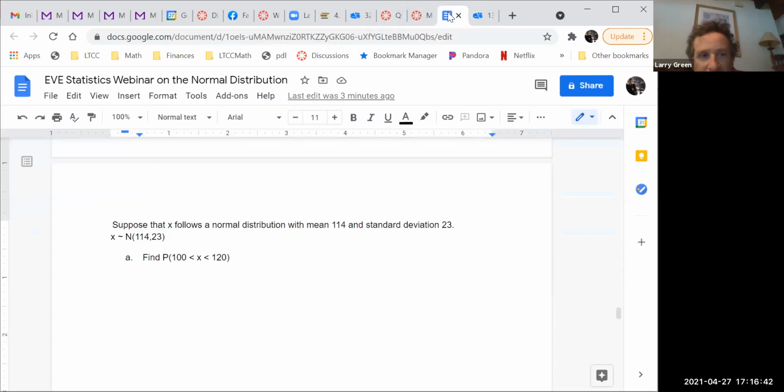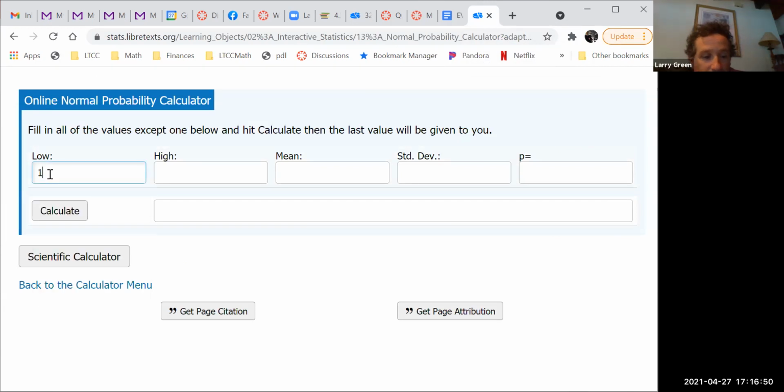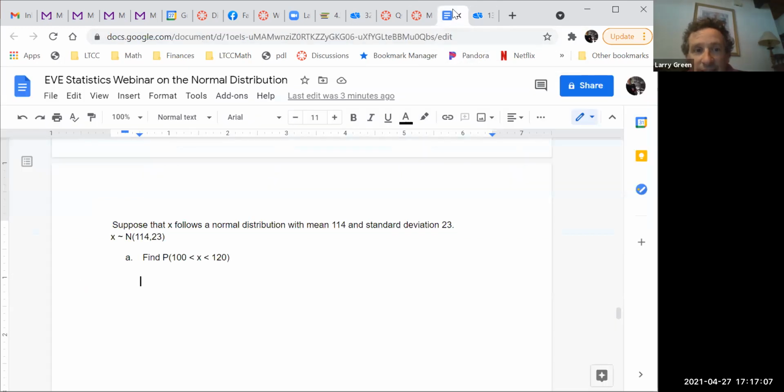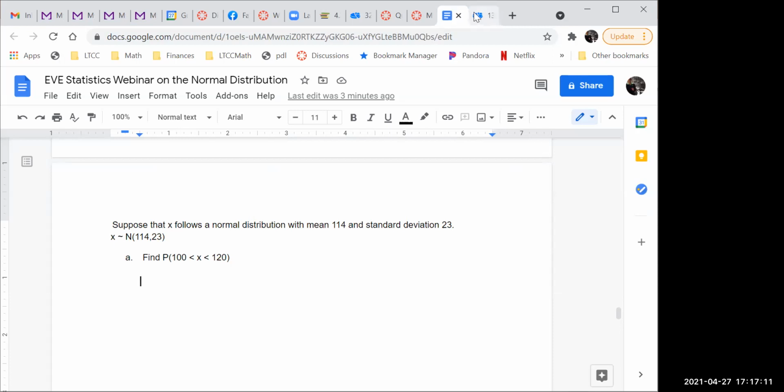If it helps, you can go back to the problem. What's the low? Yeah, low is 100. So I type 100. What's the high? The hint is it's not hard. Let me go back to it. So what's the high? 120. 120.